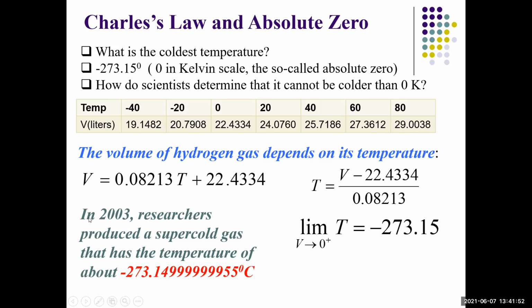Here's a quick fact: in 2003, researchers produced a super cold gas that has a temperature of about negative 273.1499999991.55 degrees. So you can see that it's pretty close to this. And again, as the volume approaches 0, the limit is this number. And this is the right-hand limit.